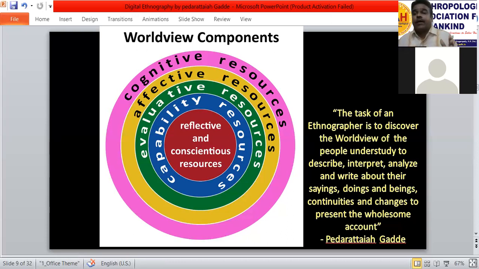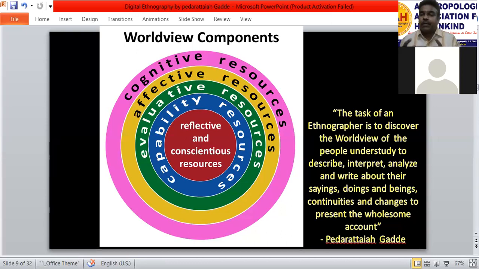So the task of an ethnographer is to discover the worldview of the people under study, to describe, explain, interpret, analyze, and write about their sayings, doings, and beings, continuities and discontinuities, in order to present the wholesome account of the people group under study. That is the task of an ethnographer. So he carries a bundle of methods with him, tools, to discover the worldview of the people under study.